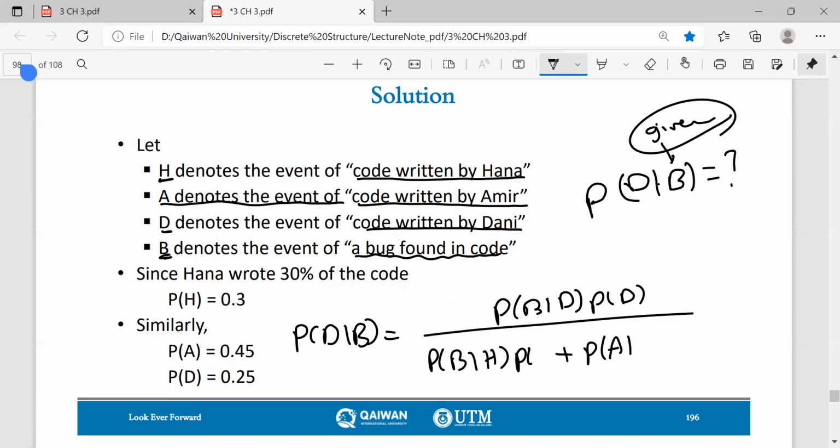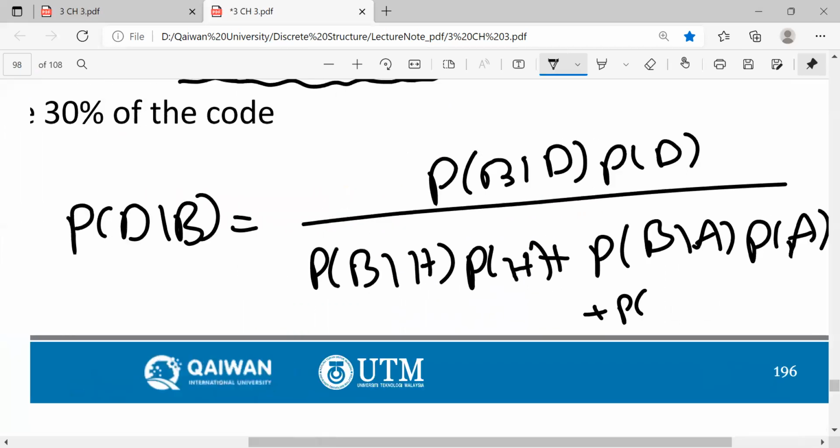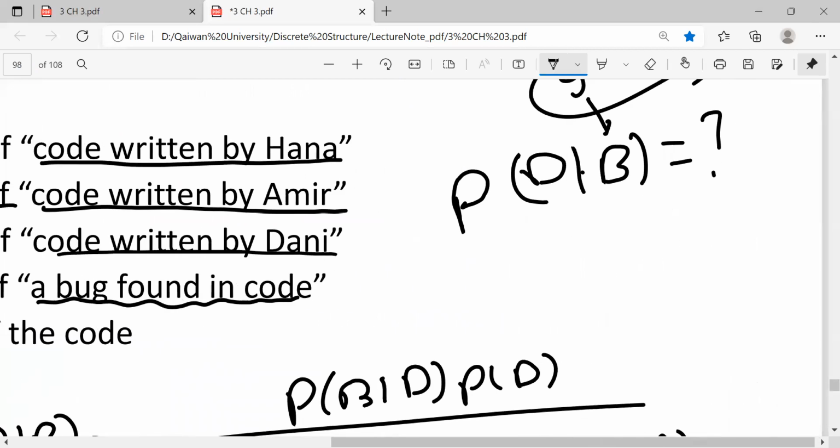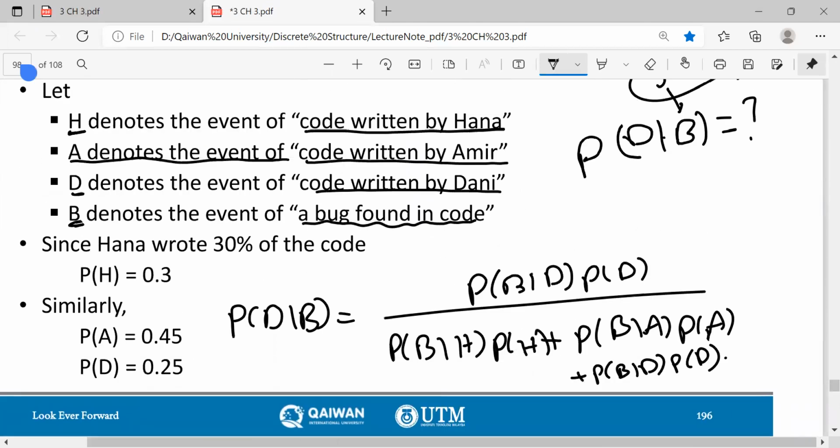B given H times probability of H. Then plus the probability of B given A times the probability of A, plus the probability of, we have D, okay, probability of B given D times the probability of D. Let's find the values of these probabilities.